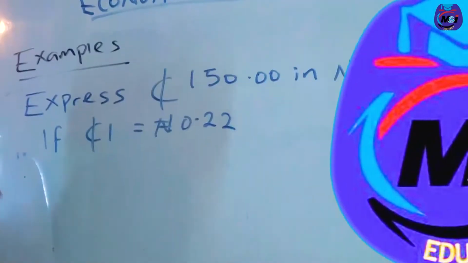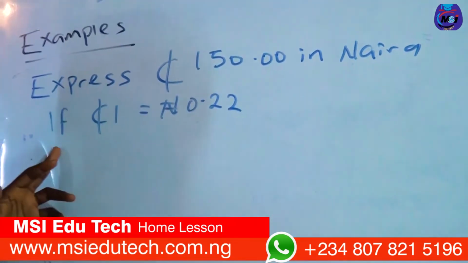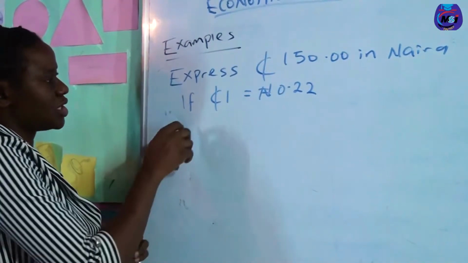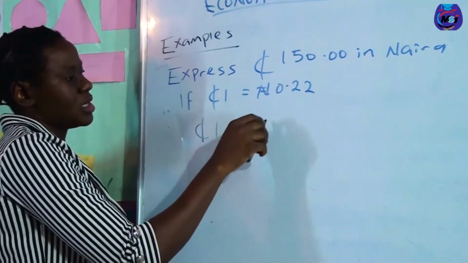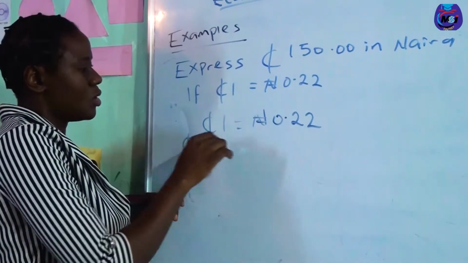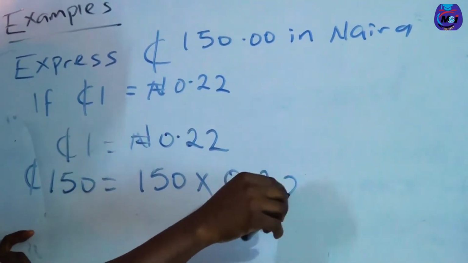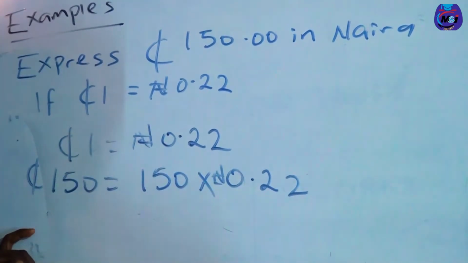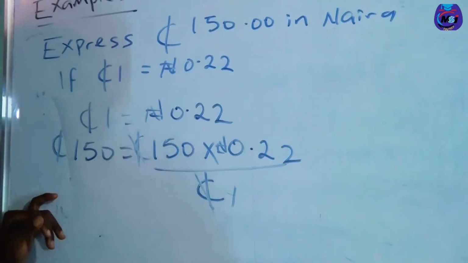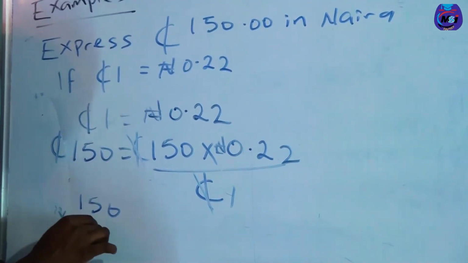Let's take another question. The question is: express 150 cedis in naira if one cedi is 0.22 naira. So with the conversion, 1 cedi is equal to 0.22 naira. Now, 150 of it would be equal to 150 times 0.22 naira. Now divided by 1, so this crosses out this, and then we have naira left. So we have 150 times 0.22.